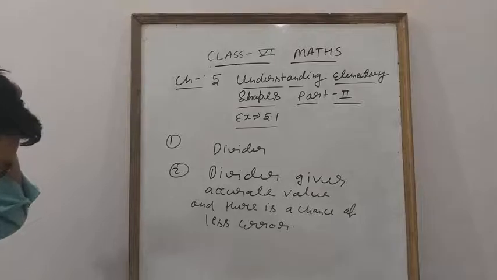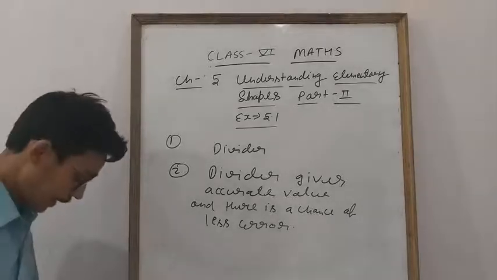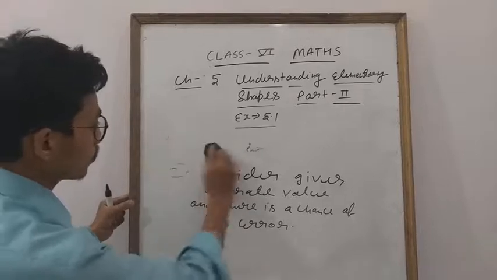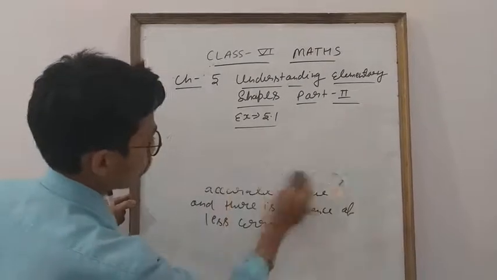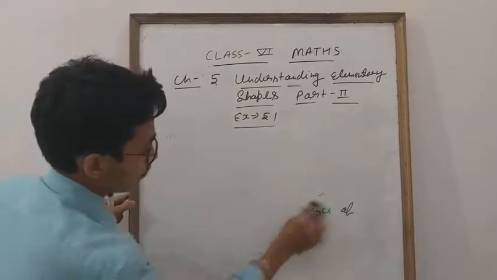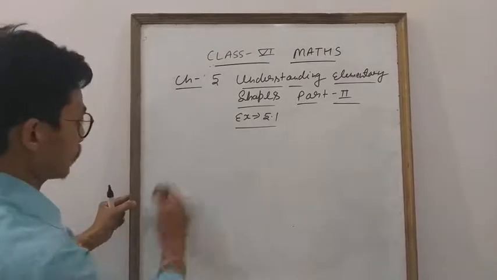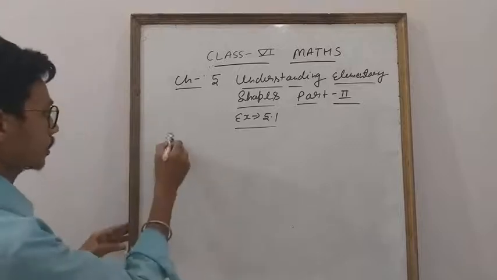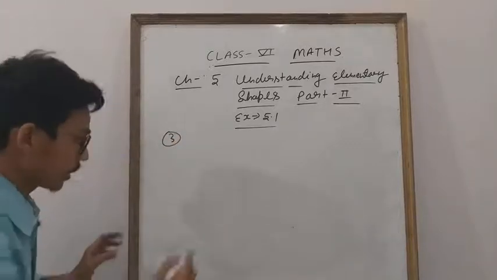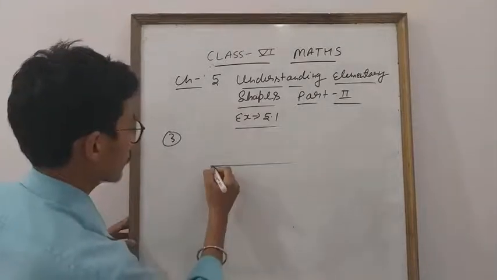Now come to question number three. Draw a line segment AB. Take any point C in between A and B. This is a very good question. Look, all questions are based on explanation, so you have to focus on the explanation as much as possible. Third question, student, see very carefully. Draw a line segment AB. Now here I am drawing a line segment AB.